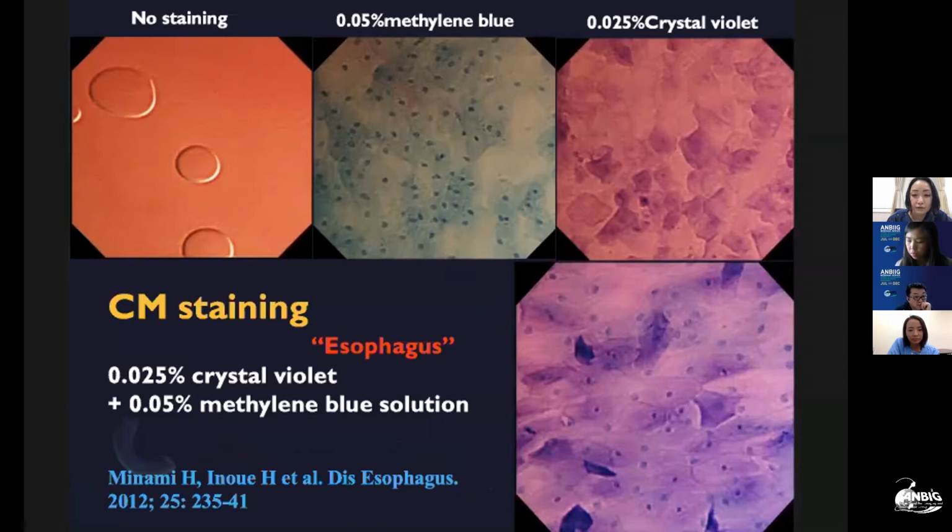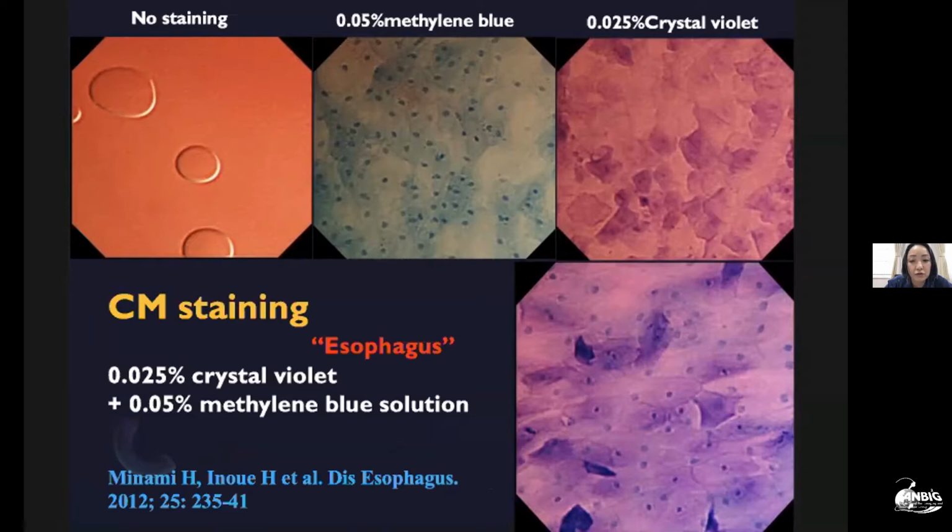With no staining, you may recognize nothing, just a vague red image, like the left picture at the top of the slide. But after spraying the CM double staining solution, the cellular structure with clear nuclei can be obtained. This image was taken from the esophagus, and you can see the squamous epithelium without abnormal change. This is a normal mucosa.